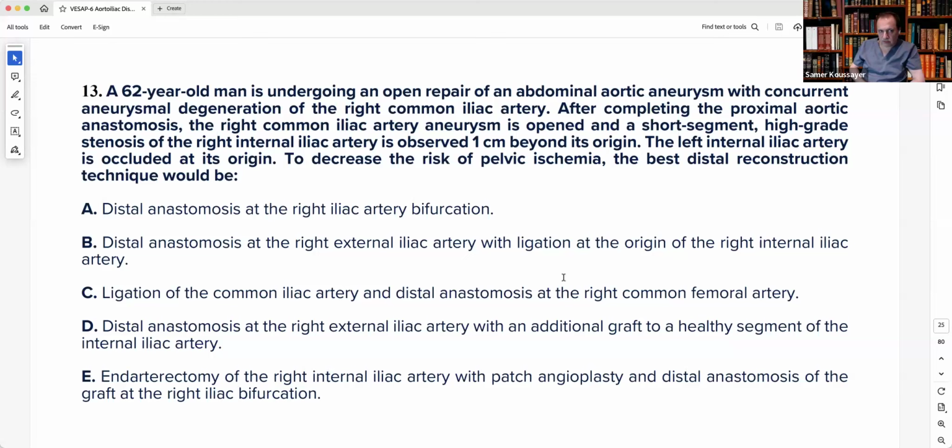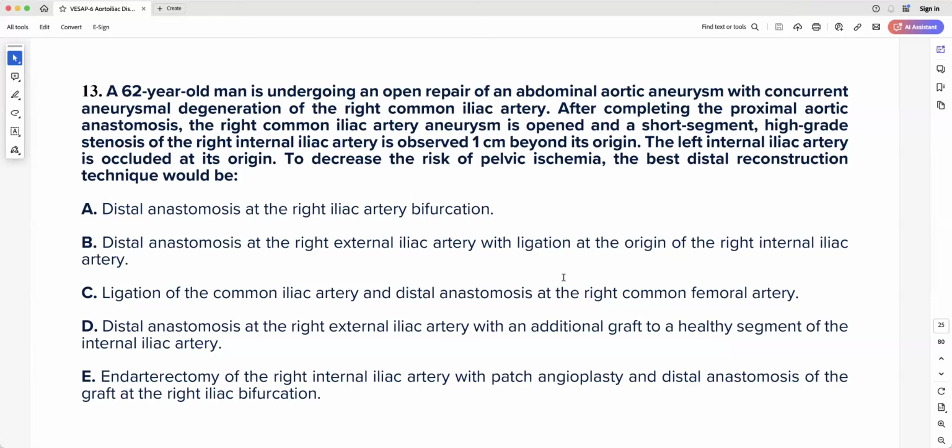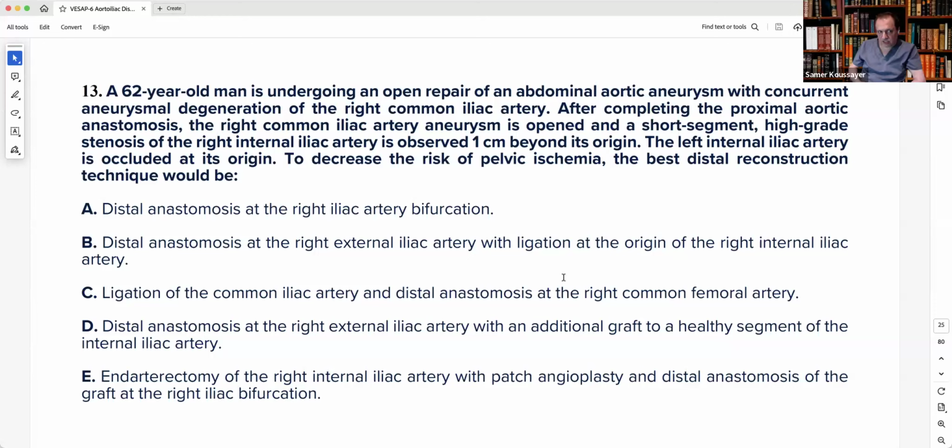So you didn't solve it, because the left is occluded and now you close the right, so it didn't help him. We want to get the blood to the internal. The whole idea of this question is that you want to get blood to the internal. In the first option, you just did an anastomosis but didn't get blood to the internal, so it's wrong. Next, you did an anastomosis to the external but still ligated the internal, so you didn't get flow to the internal. We still didn't solve the issue.